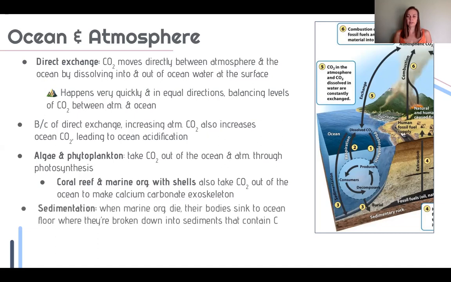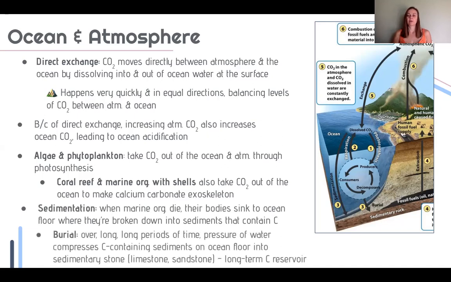When those marine organisms die, their bodies sink to the ocean floor where they're broken down into sediments that contain carbon. So over those long periods of time, the pressure of the water is going to compress those sediments, creating sedimentary stone, so limestone and sandstone. These are long-term carbon reservoirs.